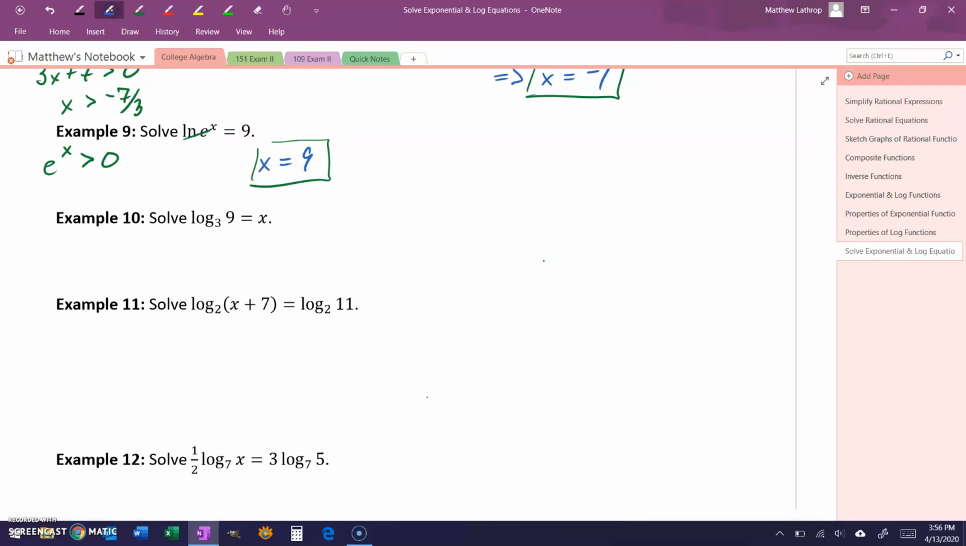In example 10, we're taking the log base 3 of 9. That's not a variable, so there are no domain restrictions we need to worry about. We can go ahead and rewrite this as 3 to the x power is equal to 9. And then that would be true as long as x is equal to 2, giving us 3 squared is equal to 9.